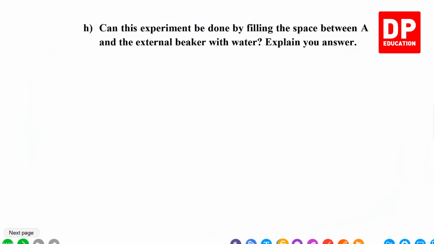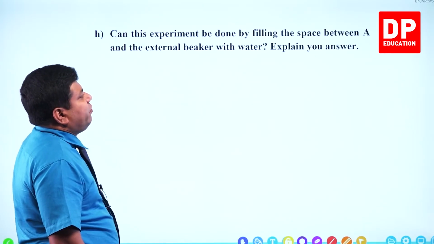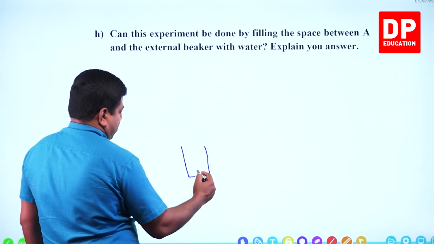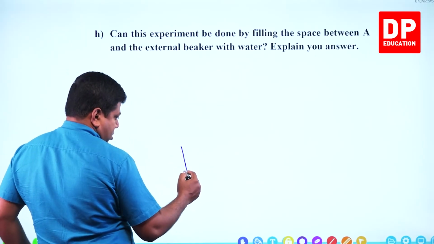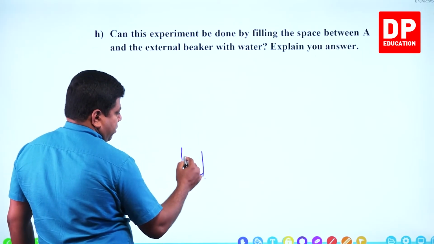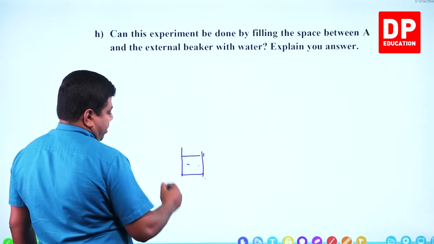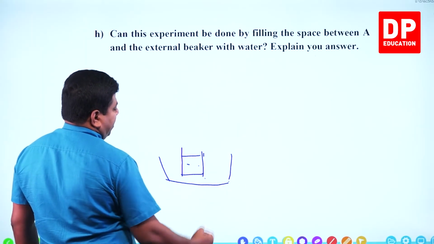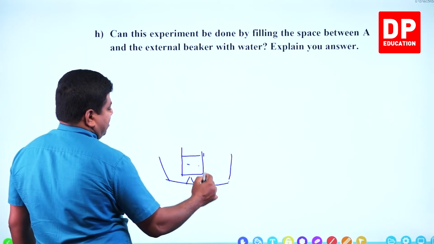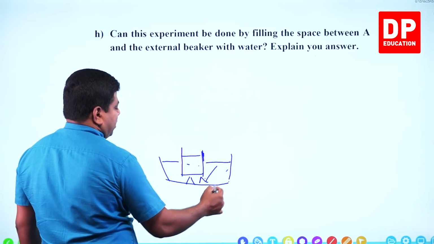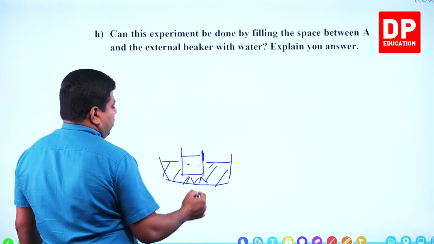Next, can this experiment be done by filling the space between A and the external beaker with water? Explain your answer. See, you have the beaker. This is where the hot water is. What we usually do, we keep a fan and do this experiment. What if we keep it in another beaker? This is the calorimeter. We keep it in a beaker, fill this space with water. Look at this. Can we do like that?